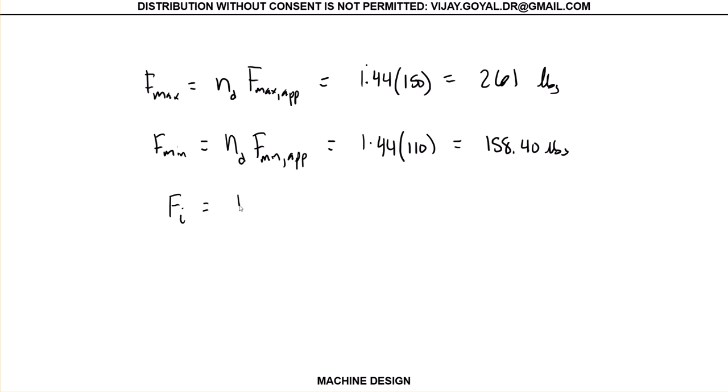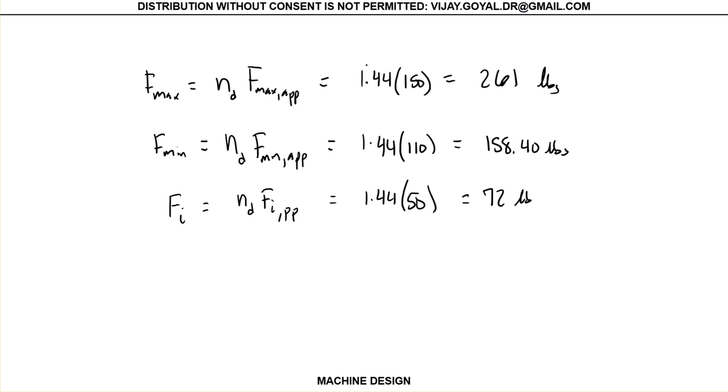The initial preload will be ND times what is applied. So it's 1.44 times 50. That gives you 72 pounds. So these are the loads that we'll be using in our analysis.